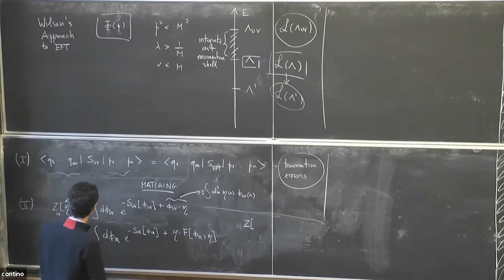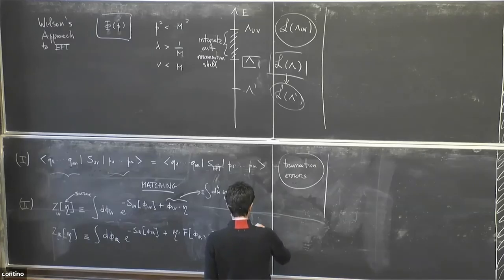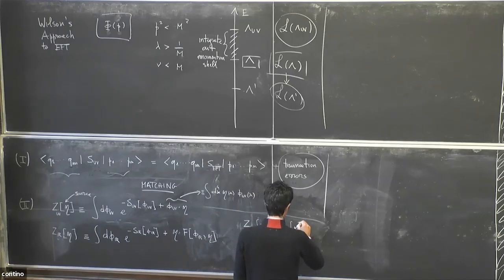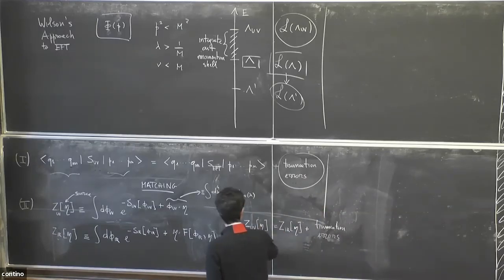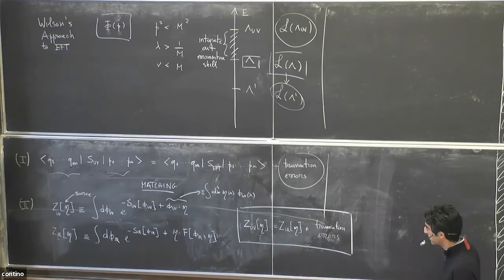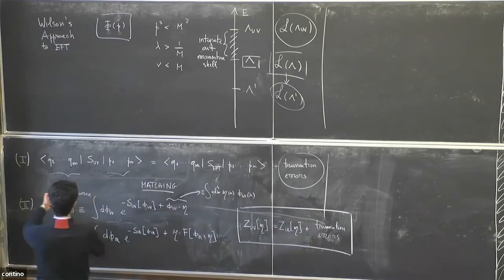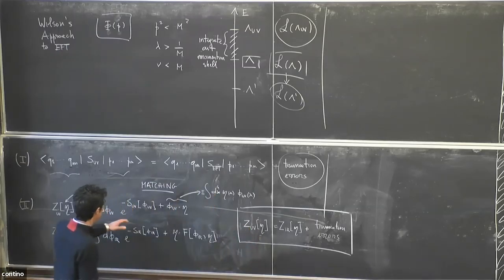So matching is the following identity. Let me call Z_UV, and Z infrared, these two quantities, which if you want, you can define in this way. So Z_UV as a function of eta is Z_IR as a function of eta plus truncation errors or corrections. So that's the stronger version of matching. Let me do an example so you understand what's going on.